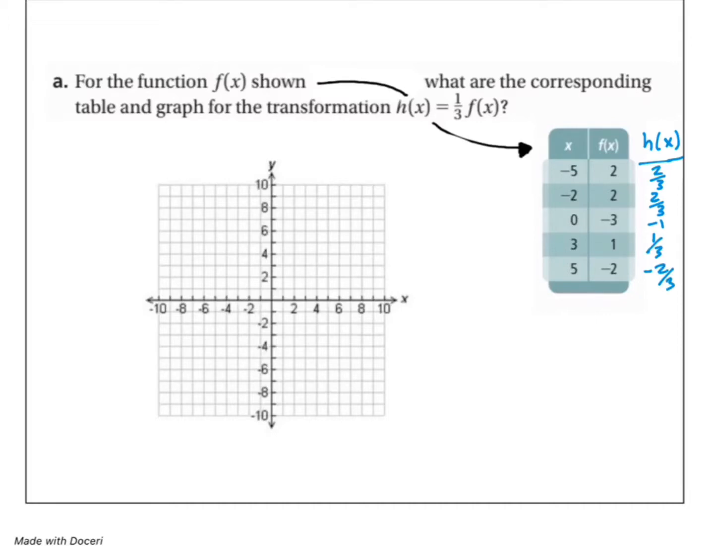Then we just want to graph both of these to compare the shrink. This time I'm going to graph f of x in black. So I've got f of x graphed in black, and now I'm going to graph h of x in blue. And there we have h of x in blue. So we can see the shrink, the compression here.